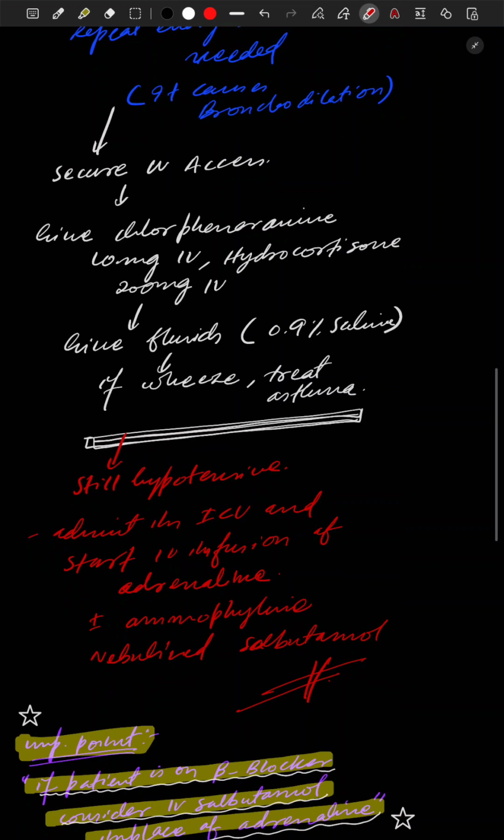If after that you still see that the BP is not rising and the patient is still hypotensive, you have to admit the patient in the ICU and start IV infusion of adrenaline. Firstly, you gave intramuscular adrenaline, but now you have to start IV infusion of adrenaline plus or minus aminophylline and nebulized salbutamol. All right.